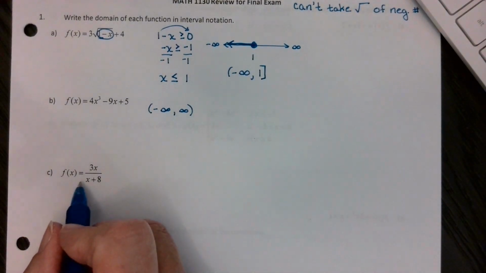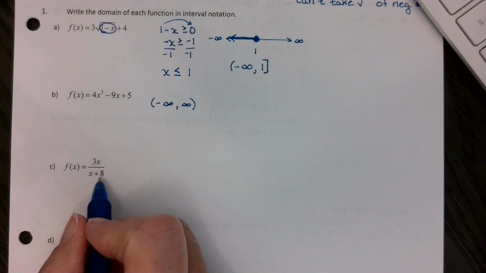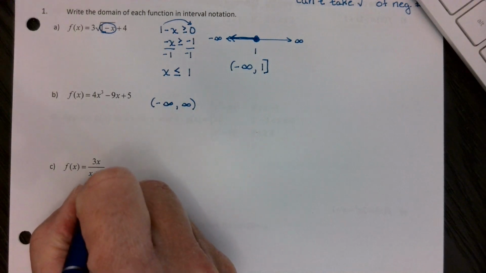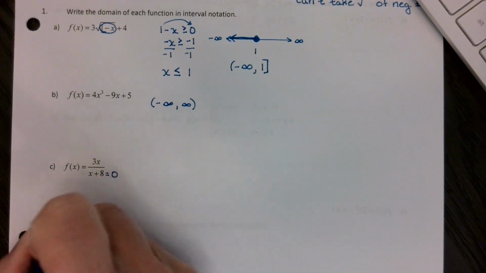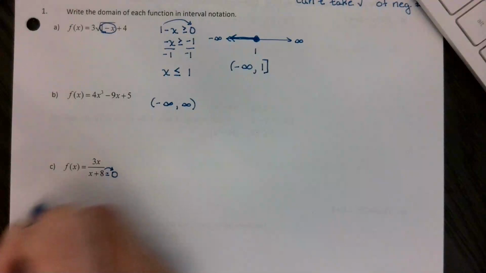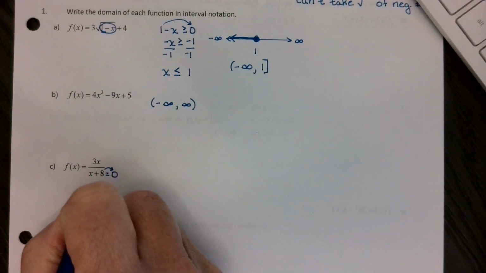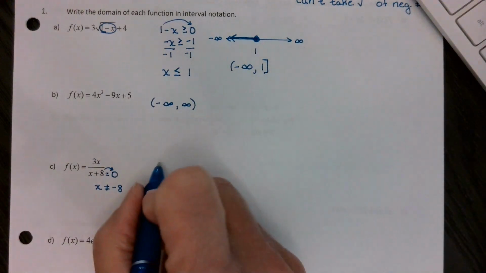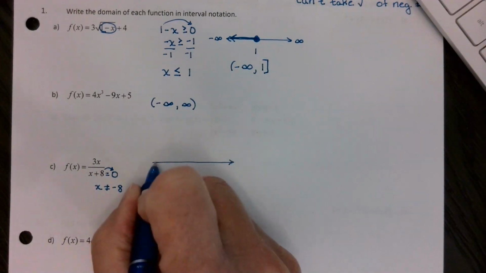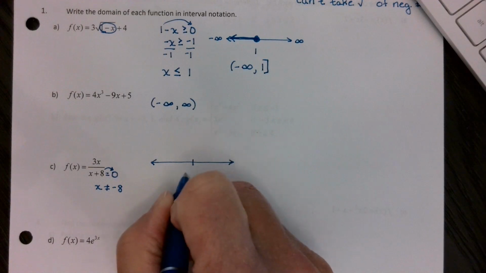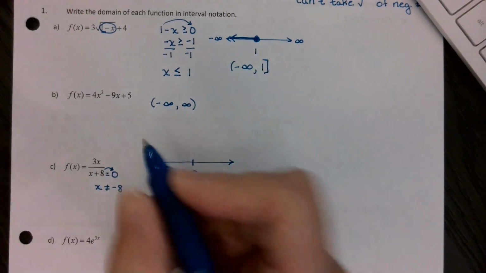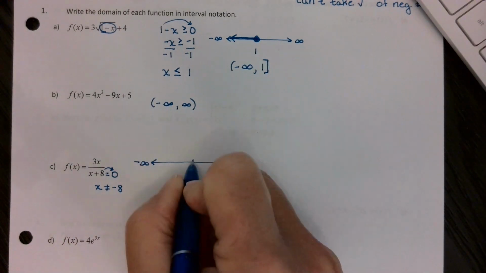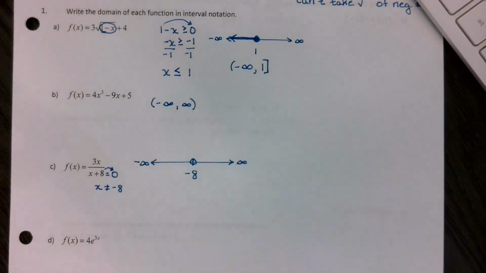Right here on C, it is possible to end up with 0 in our denominator. So what you do is you take that denominator and set it equal to 0 and take the 8 to the other side. So x cannot equal negative 8, because if it does, it gives us 0. Now, put that on a number line. It can be anything but negative 8. So at negative 8, I'm going to put an open circle.